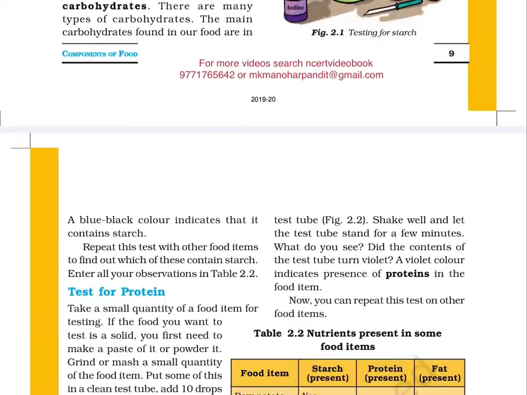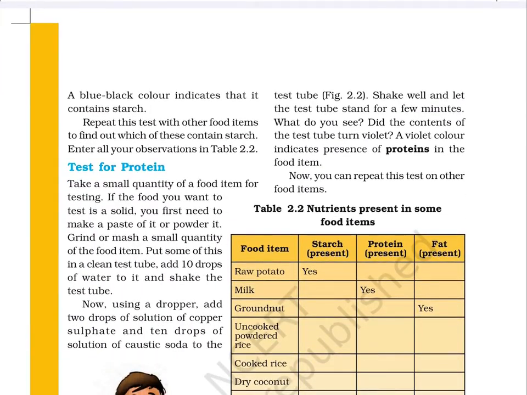Page 10. A blue-black color indicates that it contains starch. Repeat this test with other food items to find out which of these contain starch. Enter all your observations in Table 2.2.